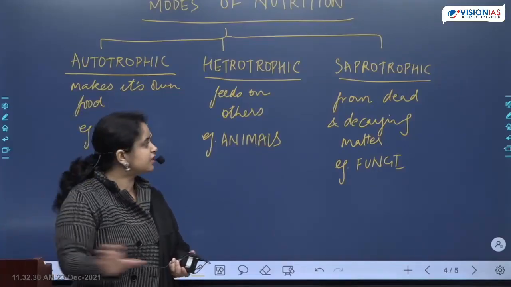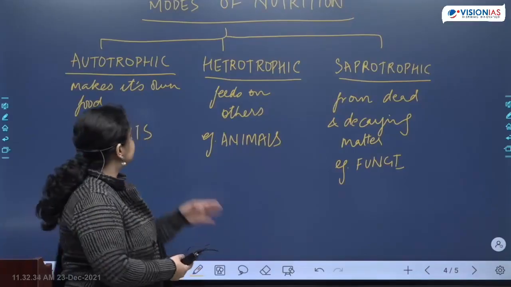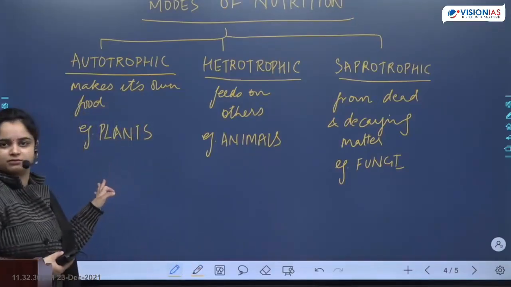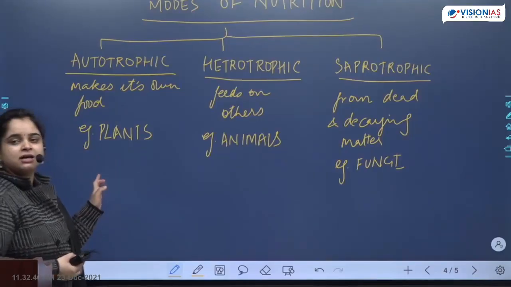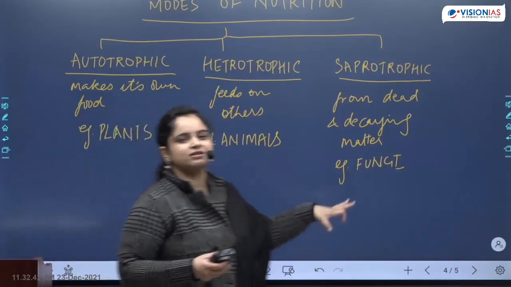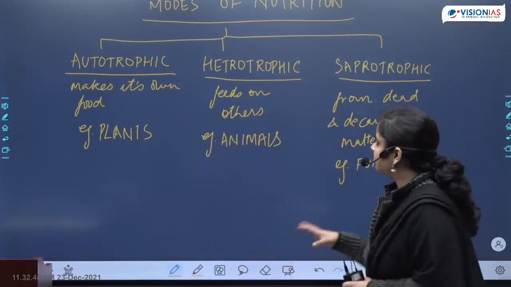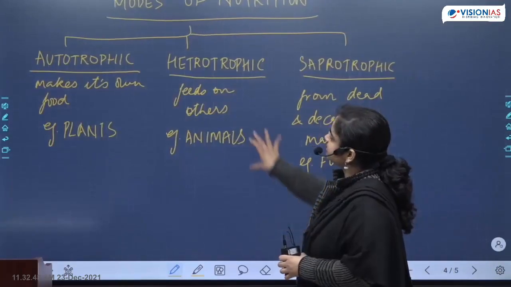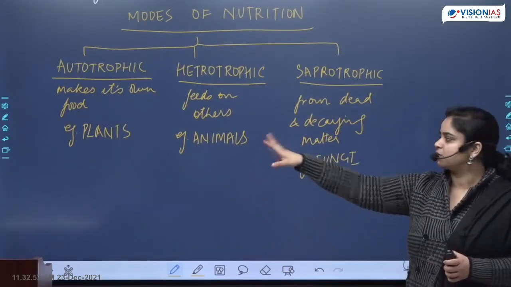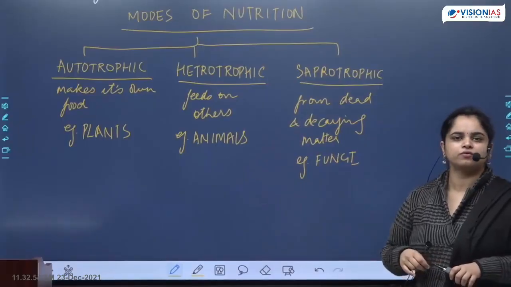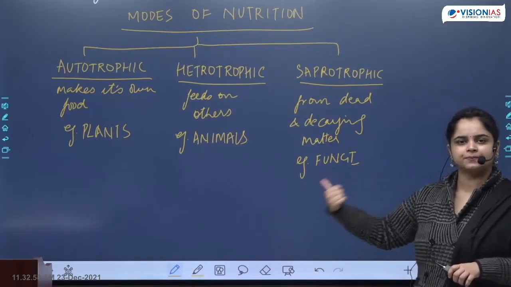Okay, so this is a very unique kind of mode of nutrition, which distinguishes it from the plants. Because it is taking nutrition from dead and decaying matter, it has been placed in a different category and not with plants, because plants are making their own food. Okay, is this aspect clear?